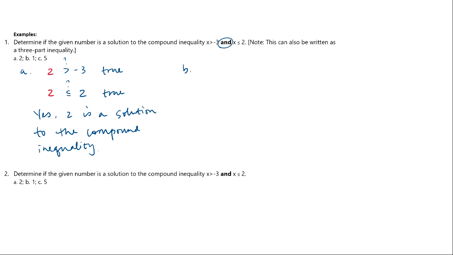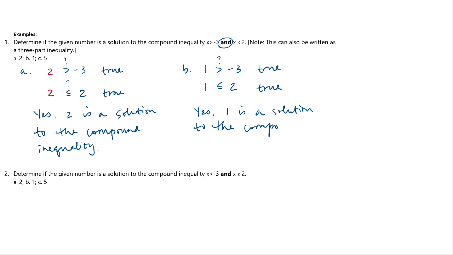In part B, we have the scenario for the number 1, and we're checking whether 1 is greater than -3. We know that 1 is indeed greater than -3, so this is a true statement. Now we check whether 1 is less than or equal to 2. We also know this is true, so that tells us 1 is a solution to the compound inequality we have, because both statements are true.